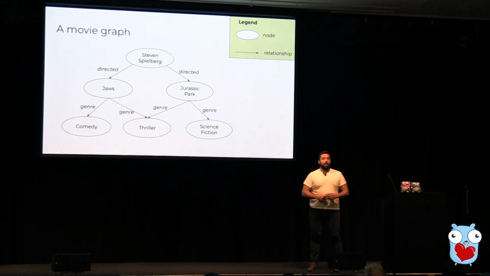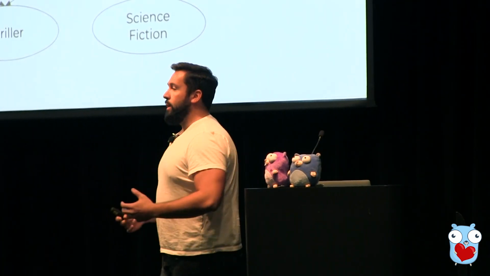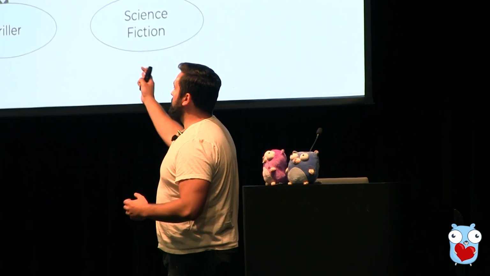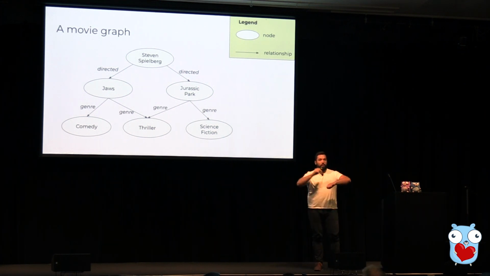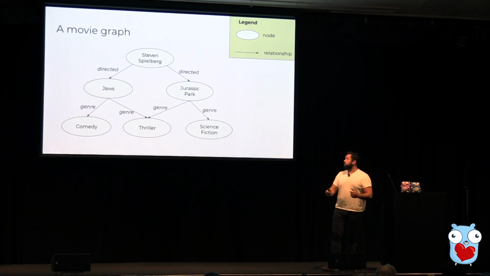So this is a movie graph, and we have nodes and edges. This is what graphs are made of, right? So you have Steven Spielberg directed Jaws. Jaws is a comedy, apparently, and also thriller, and Jurassic Park is also a thriller. So you have all of these different relationships between concepts that we call nodes, and then the relationship across concepts, we call them edges or predicates, or there's a bunch of different ways of calling them, right?